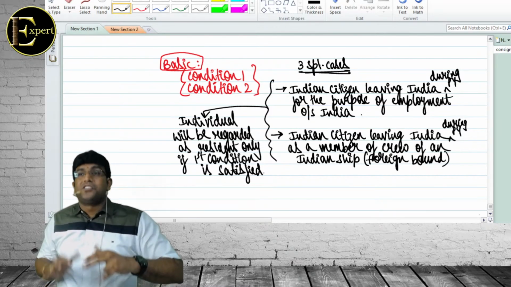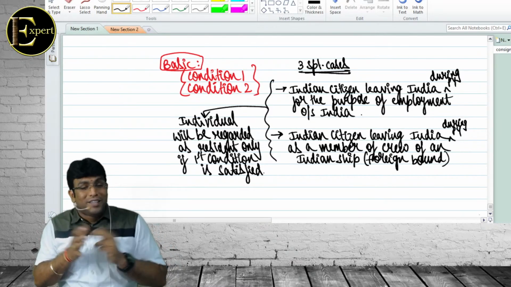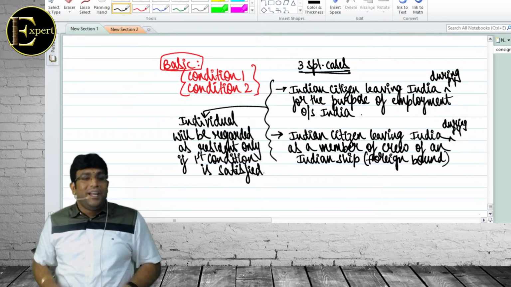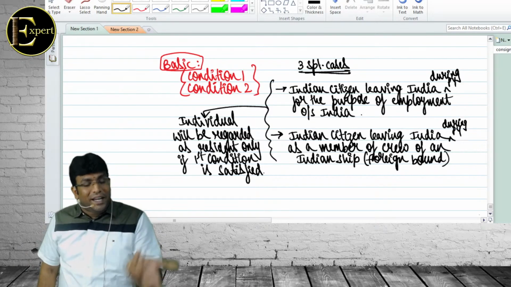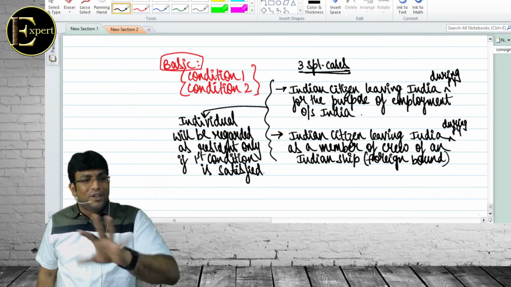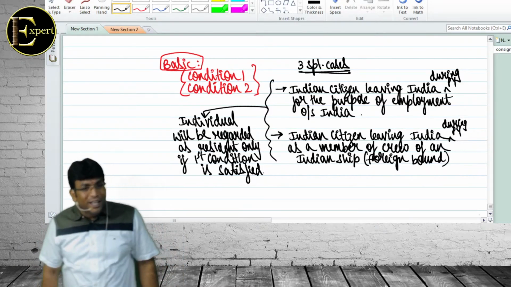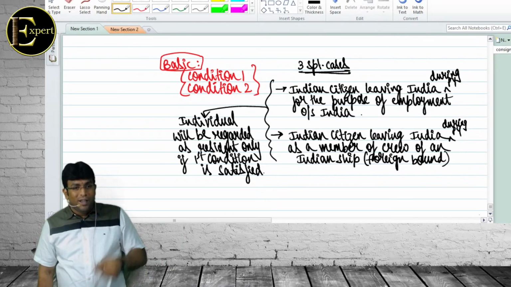Don't think that if you don't become resident, there will be some trouble. There will be no trouble, it is good for you. It is bad for income tax. You're getting my point? Because if you're resident, income tax will tax you more. If you're non-resident, it will not touch you. You're clear?